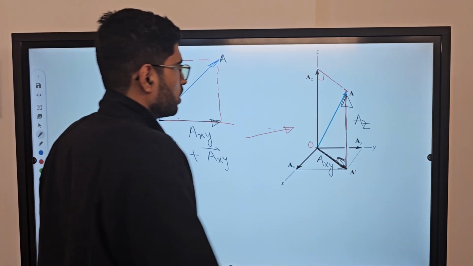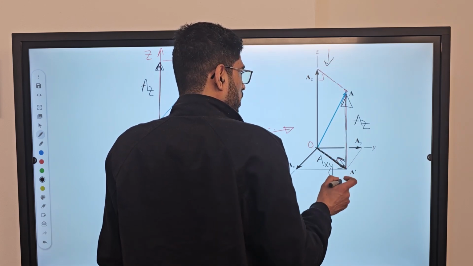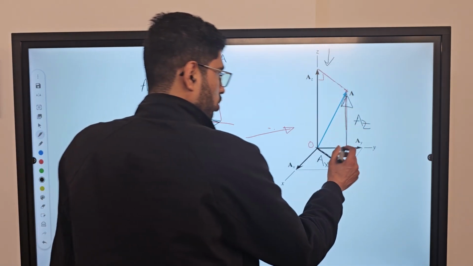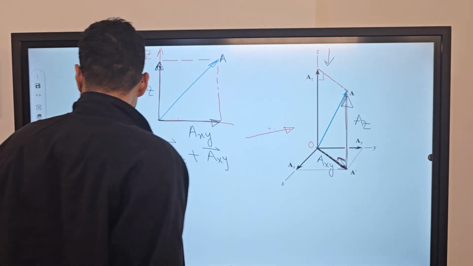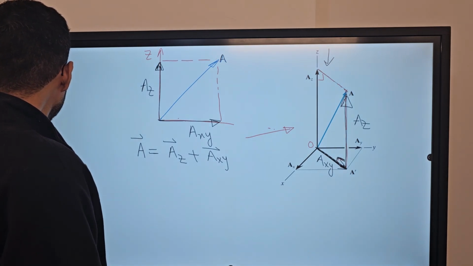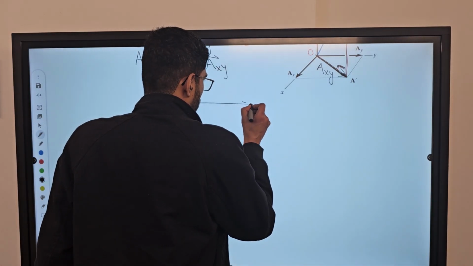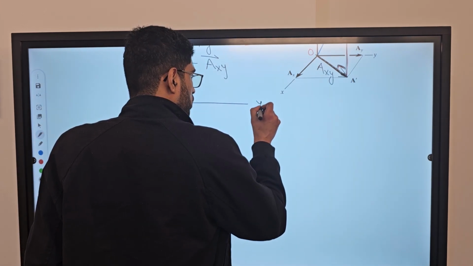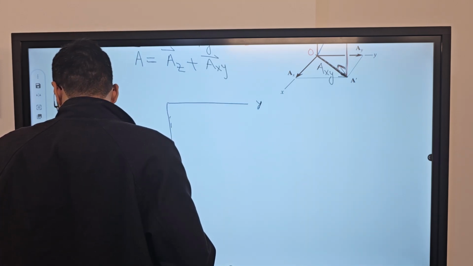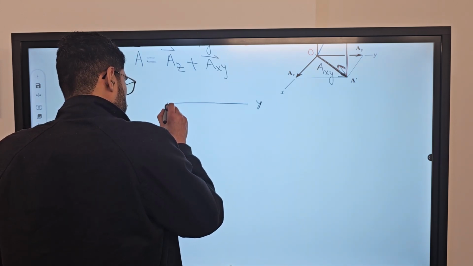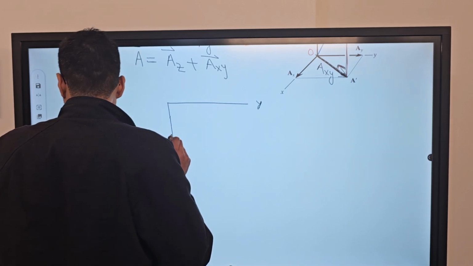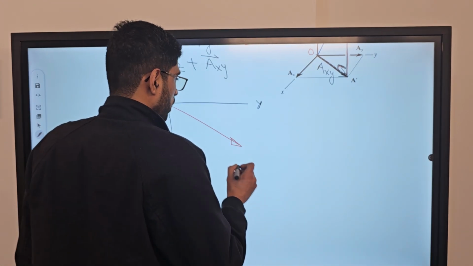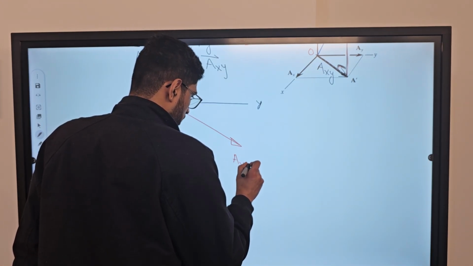And similarly, if we look from the top, we will be able to see the projection of this a vector on the xy plane. From the top, we will be able to see the y-axis and the x-axis, and the axy component will be visible like this.